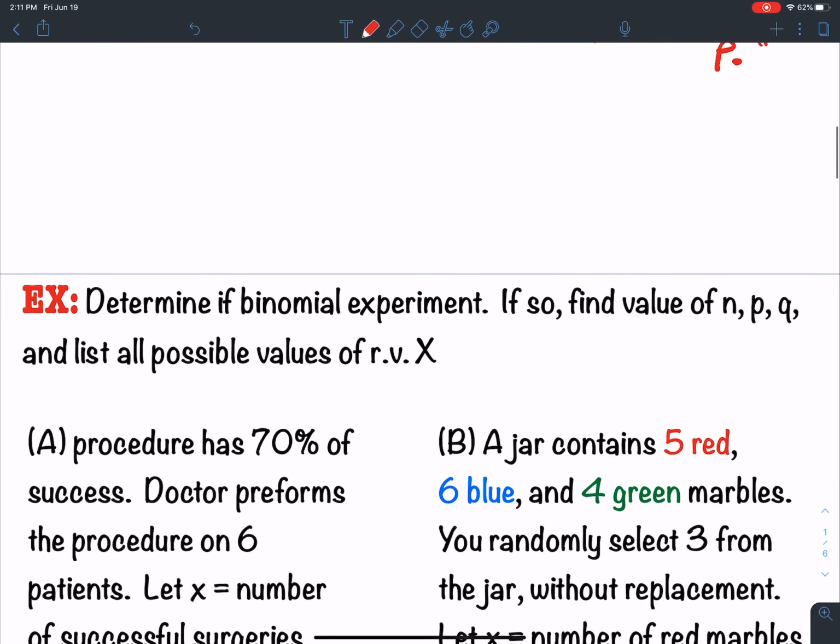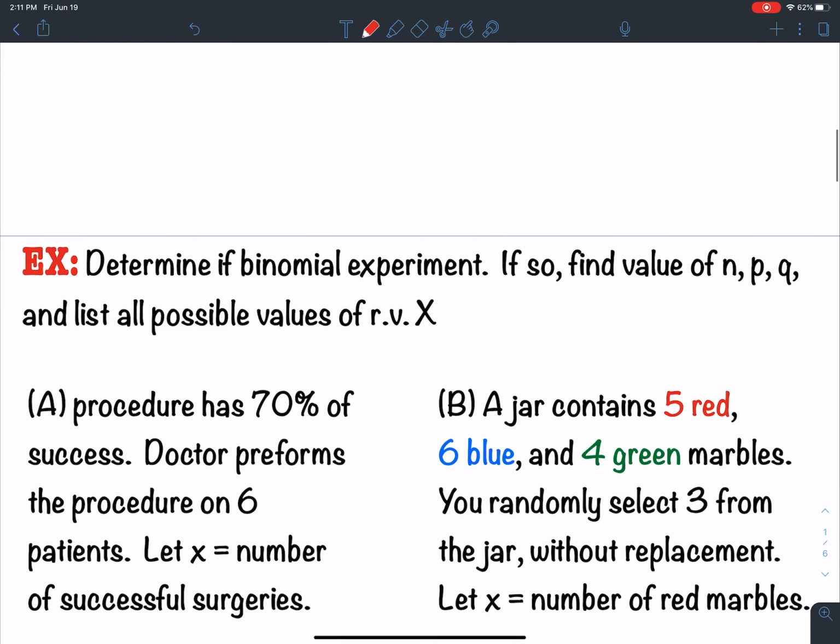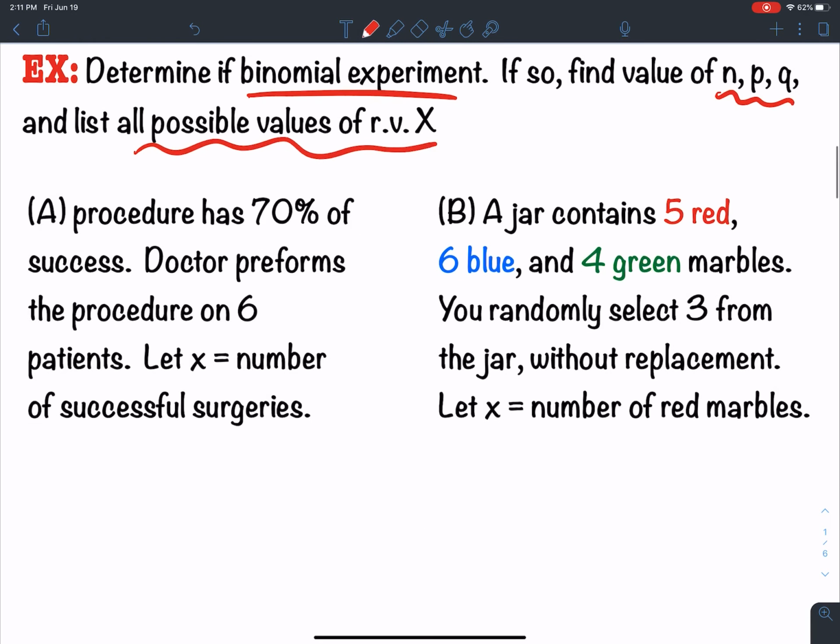So we're going to do an example where we determine if it's a binomial experiment, meaning it meets the 4 criteria. And if so, I want to find n, p, q and list all the possible values of the random variable. First one, we have a procedure where there's a 70% chance of success. The doctor performs the procedure 6 times, and the X represents the number of successful surgeries.